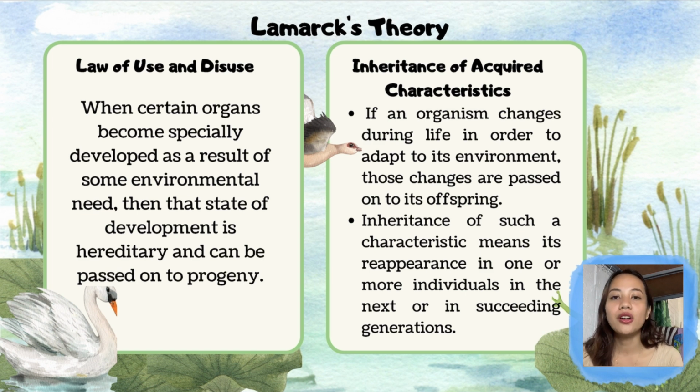For example, there is a woman who lives in a very hot country, for example in Africa. It is very hot, thus she produces a lot of melanin, causing her skin to get tanned. In his theory, he presumed that the offspring of that woman will also get tanned since she acquired those characteristics to adapt to her environment. So let's have more examples.